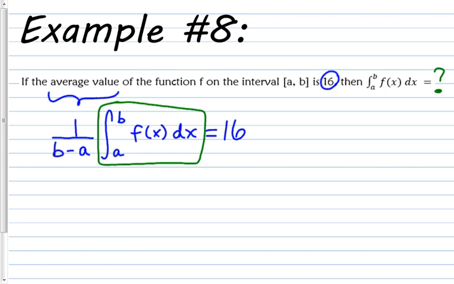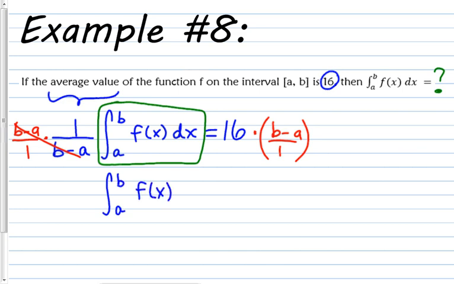Okay, so mathematically, a little bit of algebra, if I want to figure out what the boxed stuff is, the green stuff, I'm going to get rid of the 1 over b minus a. That's a fraction. Let's see, how do we get rid of fractions? We multiply by the reciprocal, both sides, right? We multiply both sides by the reciprocal. This goes away. I am now left with this part equaling 16 times b minus a.